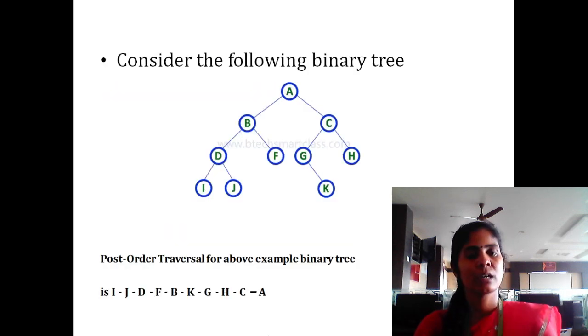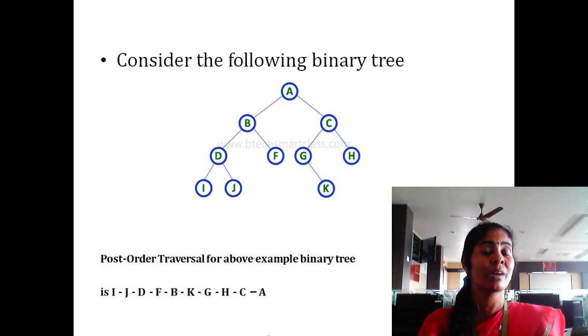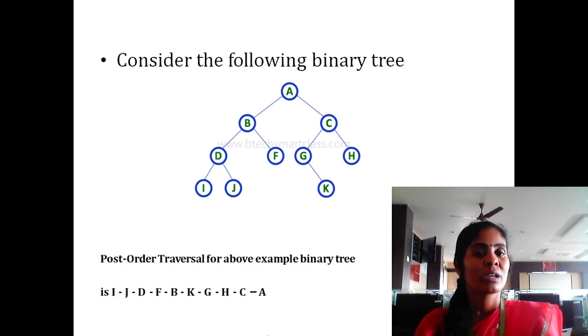So the same thing. What is the left part of A? For A, B is the left child node. For B, D is the left child node. For D, I is the left child node. That is how we start visiting from node I. Then what is the second step? We visit the right child node of D, that is J. Then we visit the root node of I and J, that is D. This is how we apply the same procedure for the left part as well as the right part.